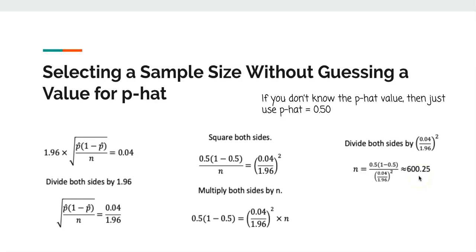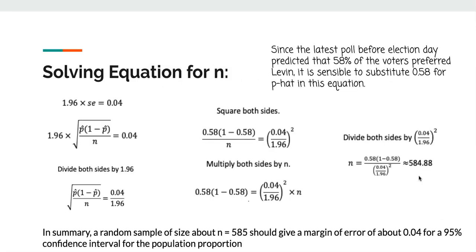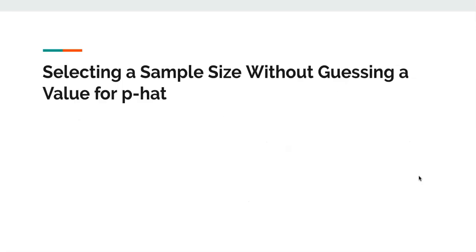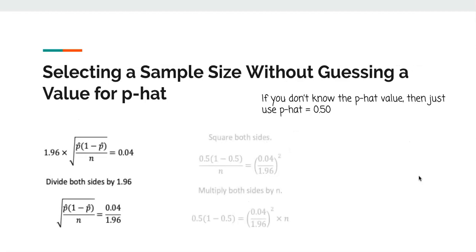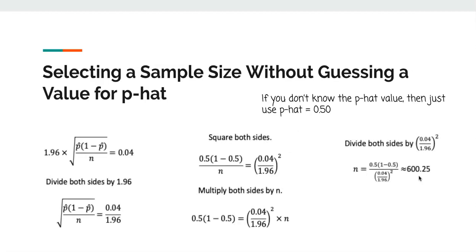So if you don't know the p hat value, then we're probably going to have to sample about 601 people, compared to, what was the other number? 585 people, if you knew a little bit about the population proportion by looking at the sample proportion. But if you don't know p hat, what number should you use? 0.5 to be safe, okay?